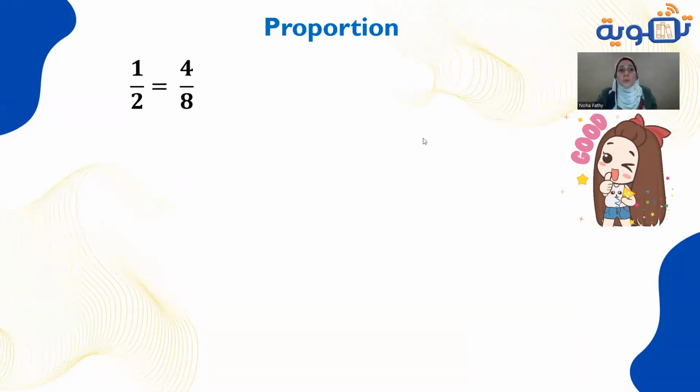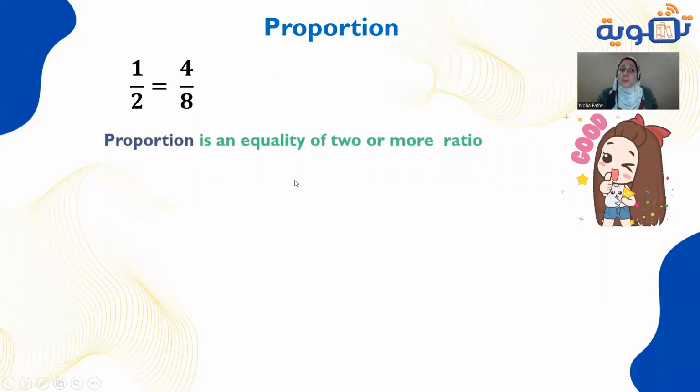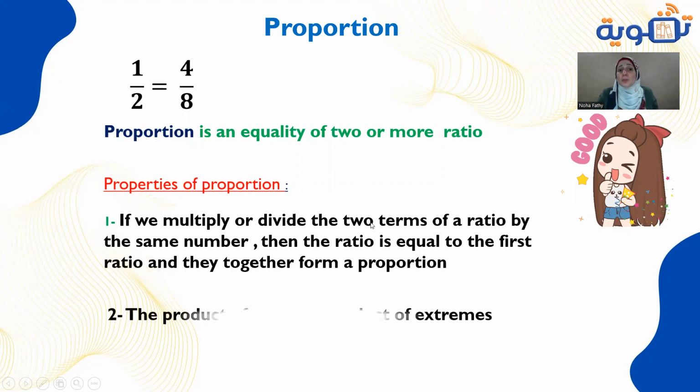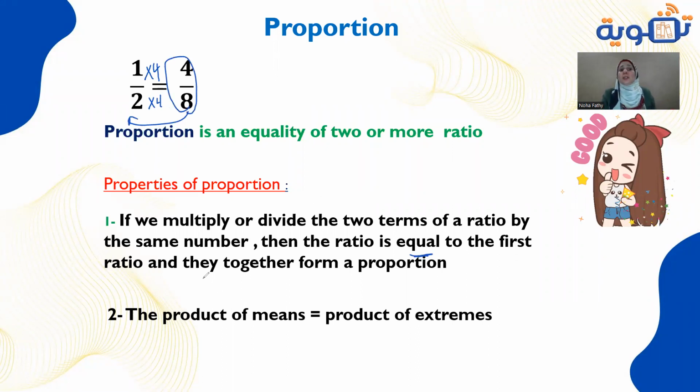So what is the proportion? It is the equality of two or more ratios. Properties of the proportion: if we multiply or divide the two terms of the ratio by the same number, like here, when I multiplied the first ratio by the same number 4, it gives a ratio. And this ratio equals the first ratio, because if you simplify 4/8, it returns back to 1/2. And they together form a proportion. 1/2 equals 4/8, they form a proportion.